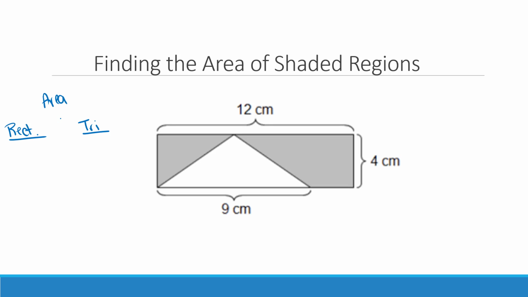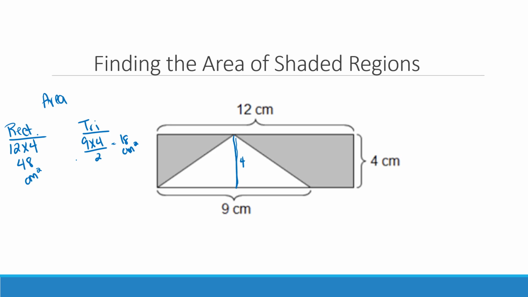So let's do that. The rectangle has a length of 12 and a width of 4. So we're going to do 12 times 4 for my rectangle. 12 times 4 is going to give you 48 centimeters squared. My triangle, remember, has a base of 9. The height is the same as the width of the rectangle. So we're going to do 9 times 4. Triangles, you always want to divide by 2. So 9 times 4 is going to give you 36. 36 divided by 2 is going to give you 18.